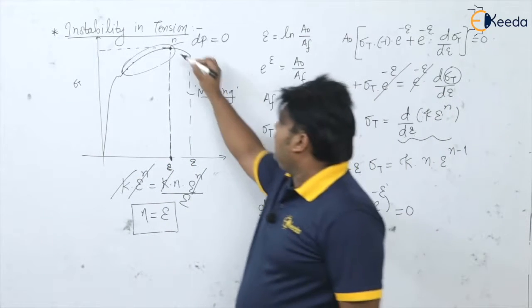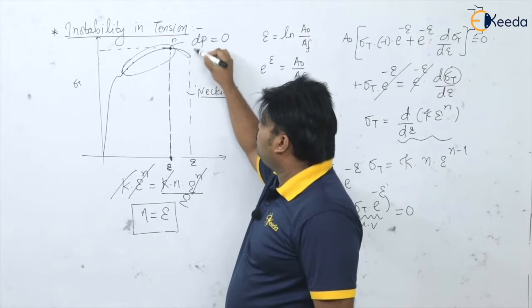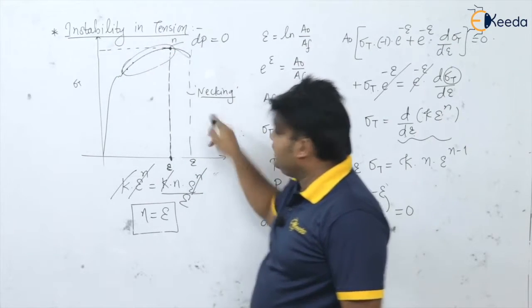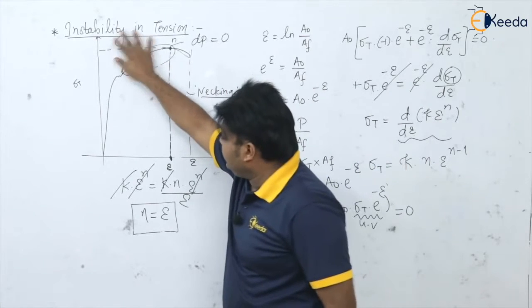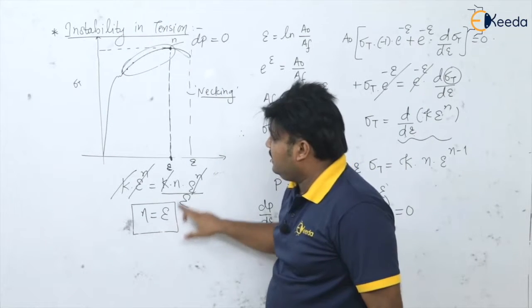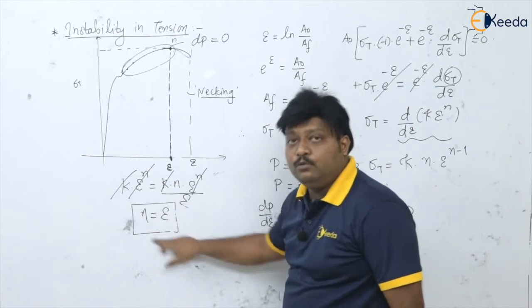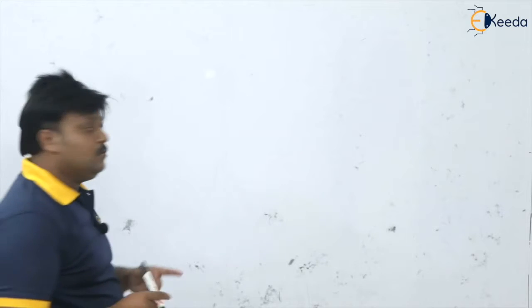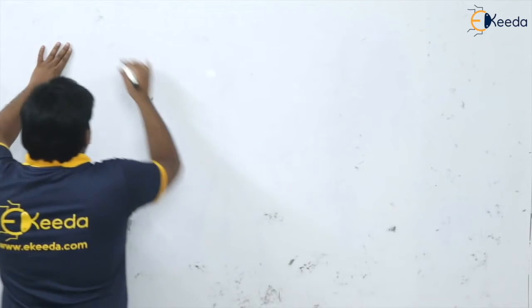And after that, instability is going to begin. That's why it is known as the instability in tension. So for the instability in tension, we have this relation, n is equal to epsilon. Very, very important. Now see students, we are going to see the work in the deformation.